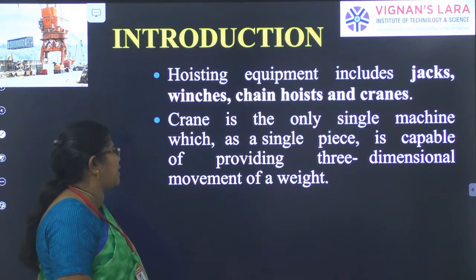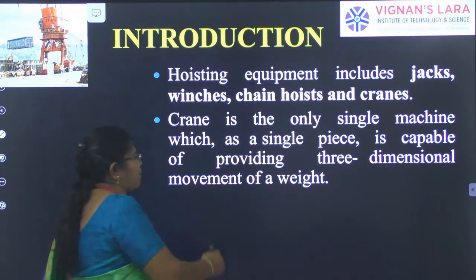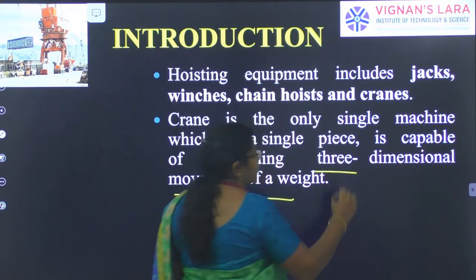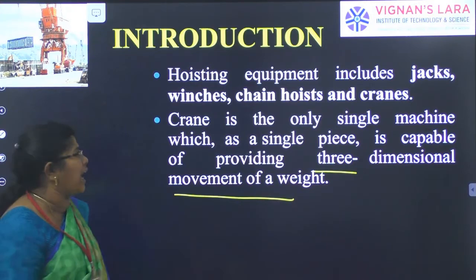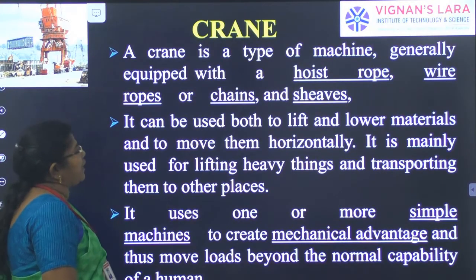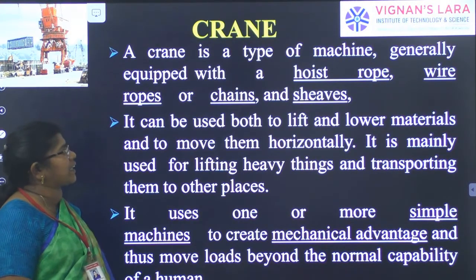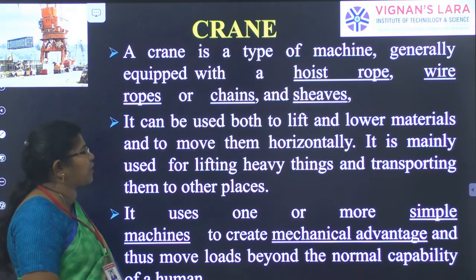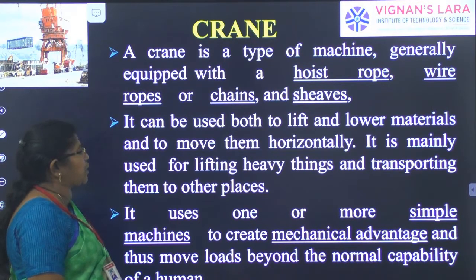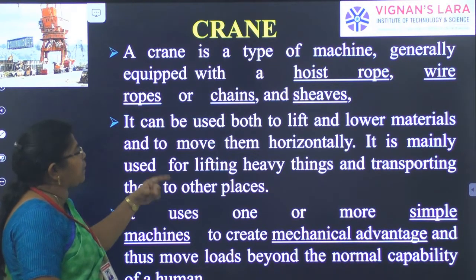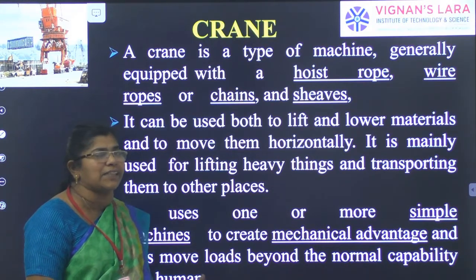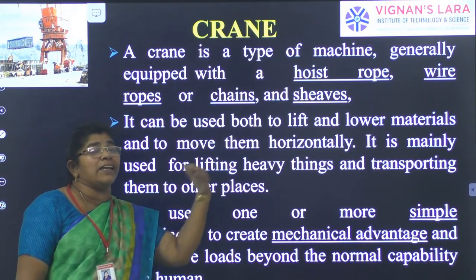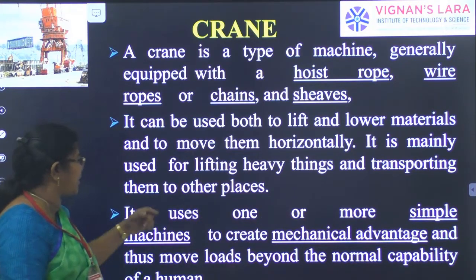A crane is the only single machine which, as a single piece, is capable of providing three-dimensional movement. That is, in the vertical direction, and then it can be moved in the horizontal direction and placed at the point wherever we need it. A crane is a type of machine generally equipped with a hoist rope, wire ropes or chains, and sheaves. It can be used both to lift and lower materials, and to place the material at a certain distance horizontally also.